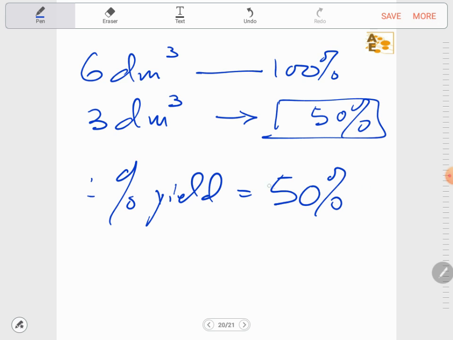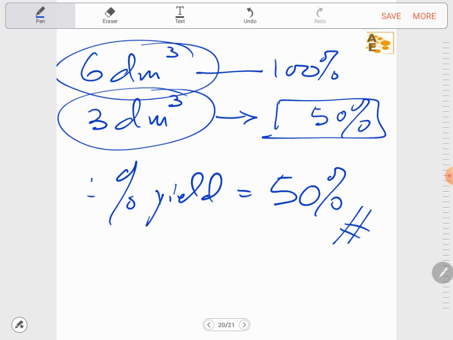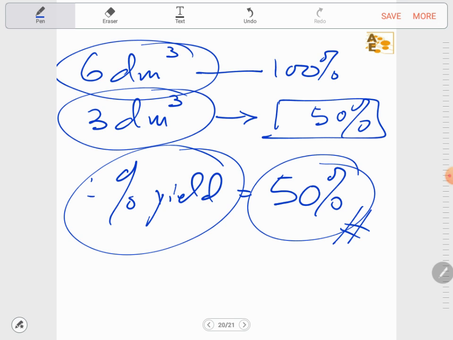That means okay lah, not so good, not so bad. It's supposed to yield 6 cubic decimeter, but in this case they only yielded 3 cubic decimeter, which is a percentage yield of 50%.